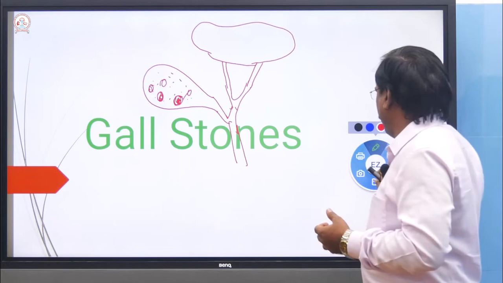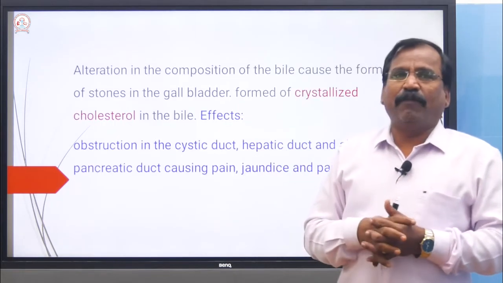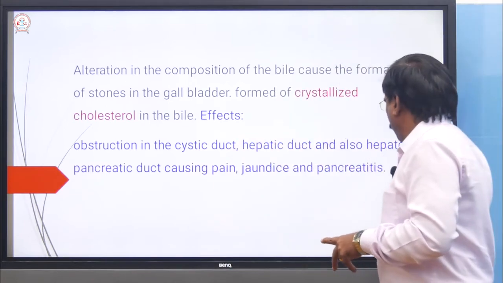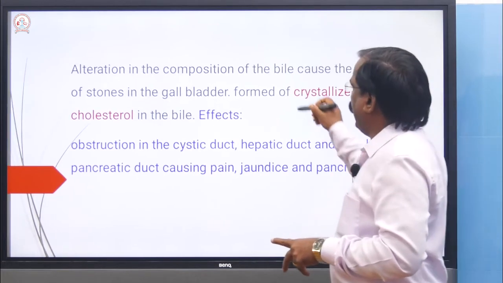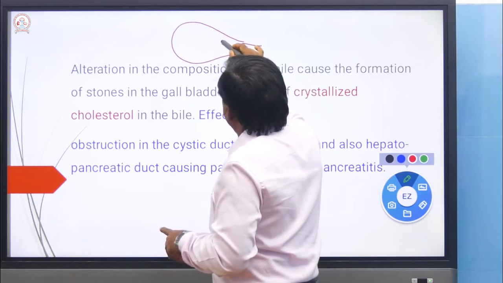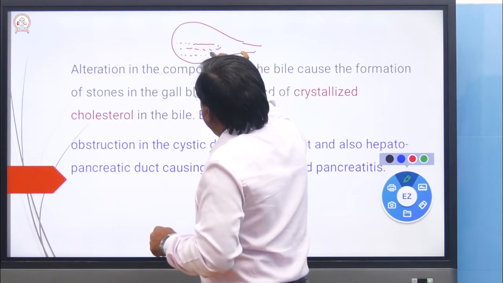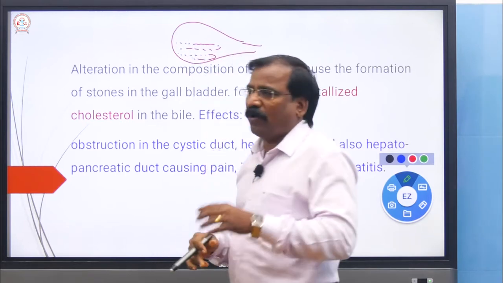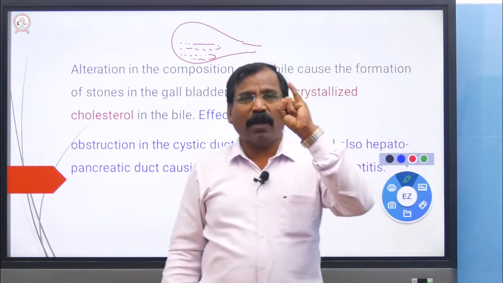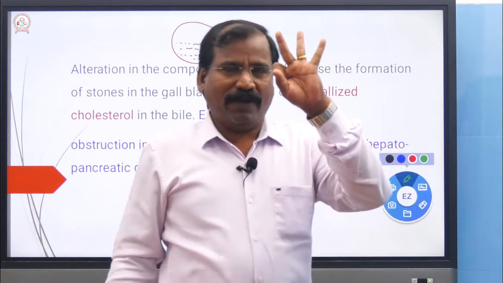Now let us discuss how gallstones are formed. What is a gallstone? I said the bile is stored temporarily in the gallbladder. You know the composition of the bile, what it is made up of. Already we have discussed: bile salts, bile pigments, cholesterol, and water.